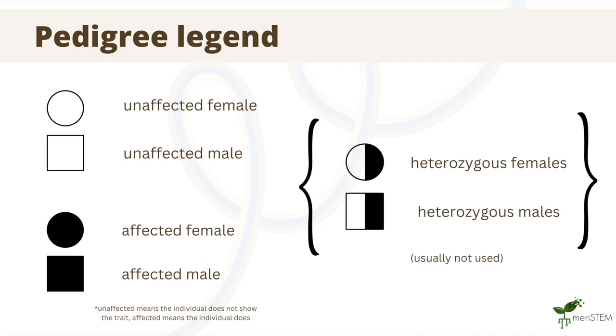Now you may be asking what some of these symbols mean. Well, circles are biological females and squares are biological males. When a shape is shaded, it means an individual is affected, meaning they show a trait phenotypically. When a shape is not shaded, the individual is not affected, and their phenotype does not display the trait. Sometimes, graphs may use half-shaded shapes to indicate that someone is heterozygous, but this isn't too common as this is a representation of genotype, but the pedigrees we will look at today will all be based on phenotype.